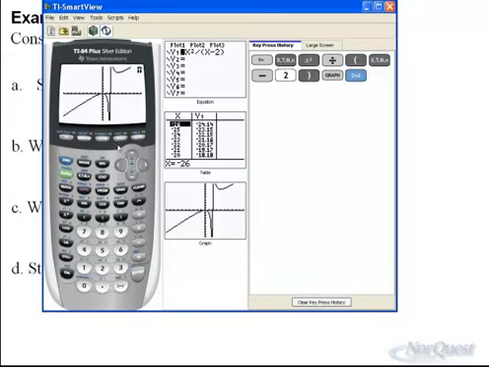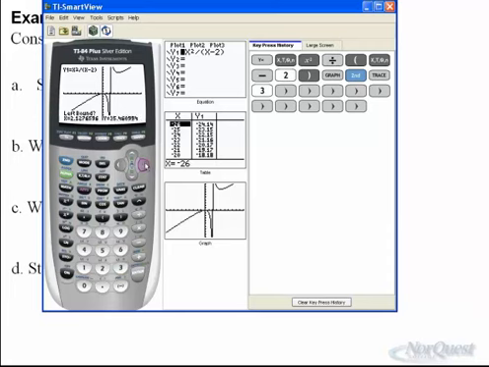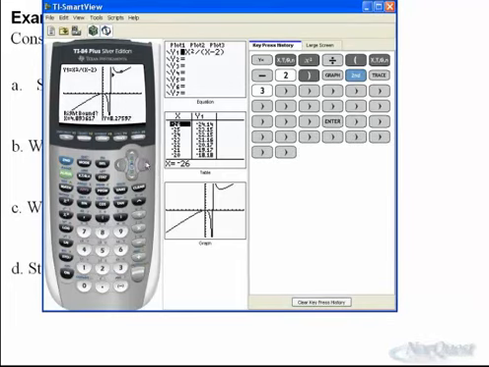So let's do that. Second function, trace. Let's go find that minimum section first. And it works very similar to the zero feature. You move your cursor so that you're left of the minimum. Hit enter. Move your cursor so that you're on the right of the minimum. Hit enter. Hit enter, I guess, one more time. And remember, we're looking not for the x value in this case, we're looking for the y value. So we're going to have y values greater than 8, because it goes up from there. We'll keep that off to the side.